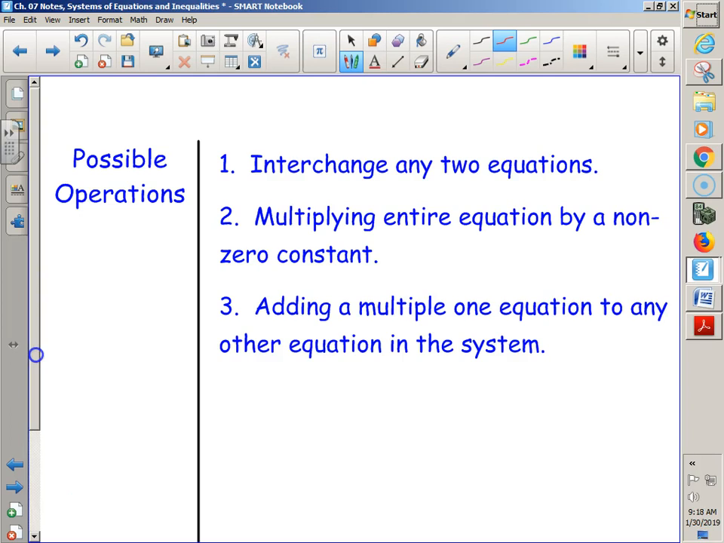Okay, what's legal in elimination? You can change any two equations. If you have a first equation and a second equation, you can say, never mind, you're the first and you're the second. You can change the order of any two equations. You can multiply entire equations by a non-zero constant. If you multiply by 0, why is that counterproductive? 0 equals 0, everything's gone. And you can add a multiple of one equation to any other equation in the system. Those are the legal steps.